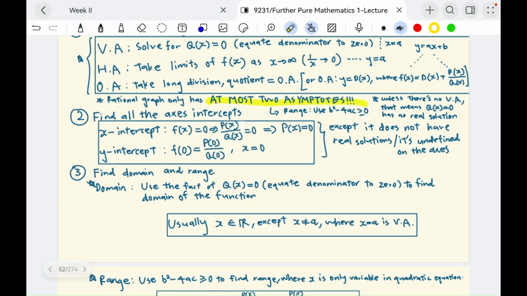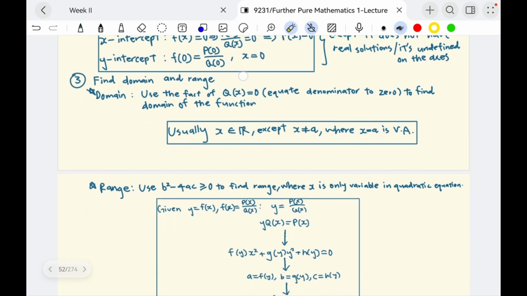Okay, for the second step, you have to find all the intercepts, which are the x-intercept and y-intercept. So to find the x-intercept, let the y equal to 0 to solve for the x. For the y-intercept, you let the x equal to 0 to find the fx or the y value. I mean the y-intercept, alright?